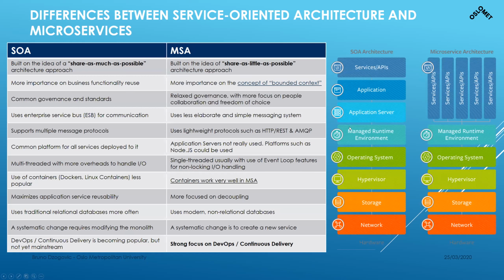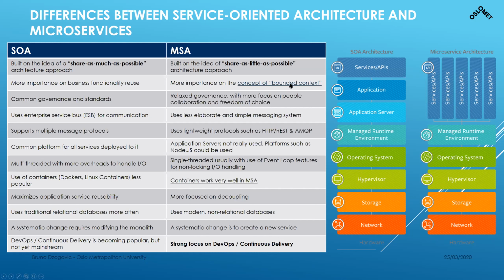So the biggest difference, not only what we've seen in the previous example, is that service-oriented architecture puts a lot of stress on business functionality reuse. You can reuse some sort of resource, but microservices don't focus as much on that. Yes, reuse is quite important, but they put more importance on the concept of bounded context.